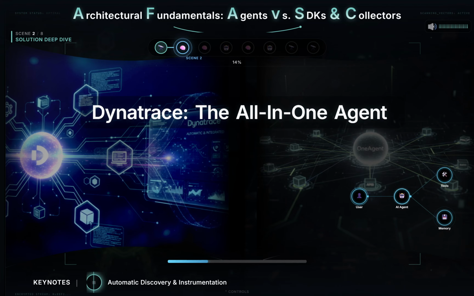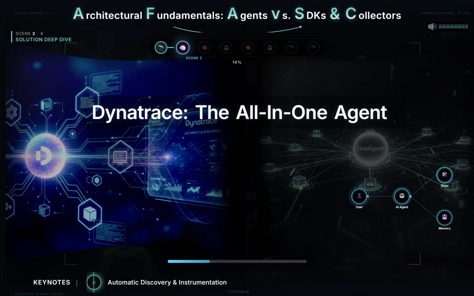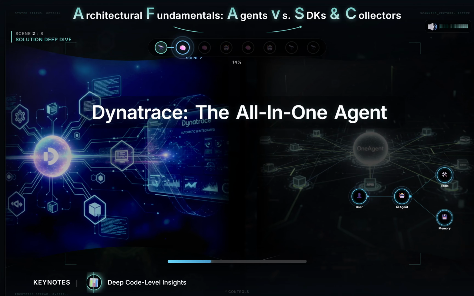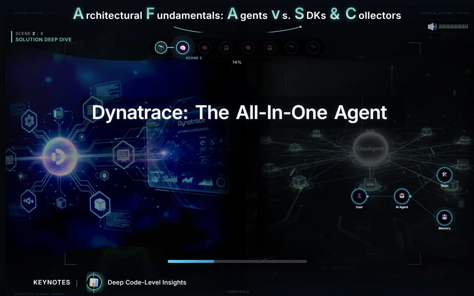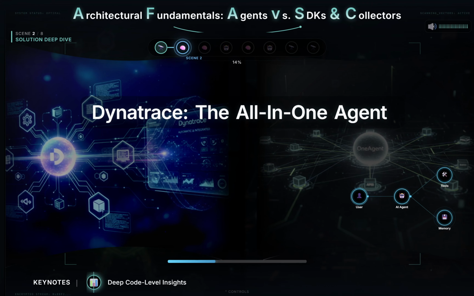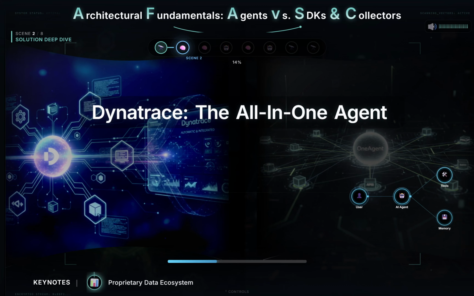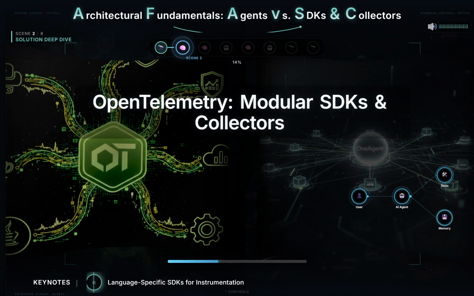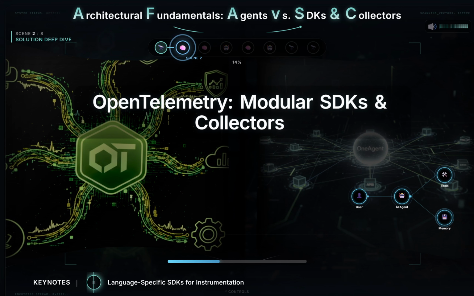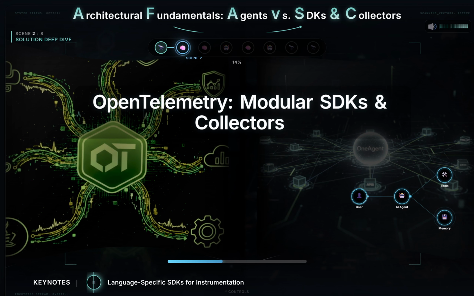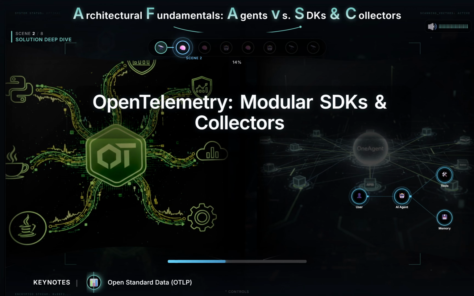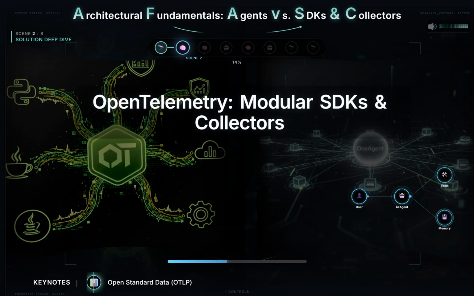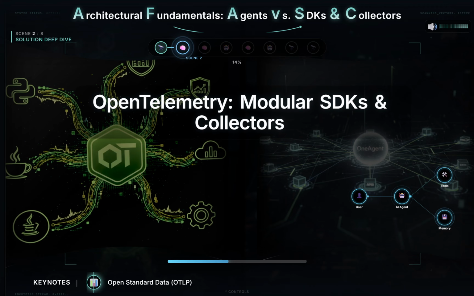Now let's flip the script to OpenTelemetry, which takes a fundamentally different and arguably more modular approach. If Dynatrace is the integrated car dashboard, OpenTelemetry is like wiring in standardized, open-source sensors and a separate central processing unit to get the exact data you need, no matter whose dashboard you eventually connect it to. At its core, OpenTelemetry offers language-specific SDKs, software development kits. These are libraries you integrate directly into your application code. They provide APIs for you to manually instrument your application, saying, hey, this is a new trace, log, or metric.